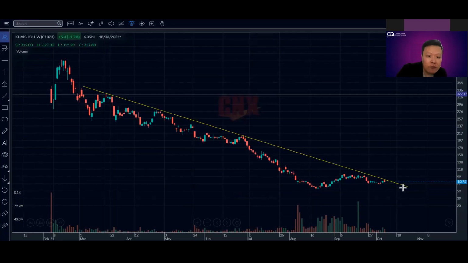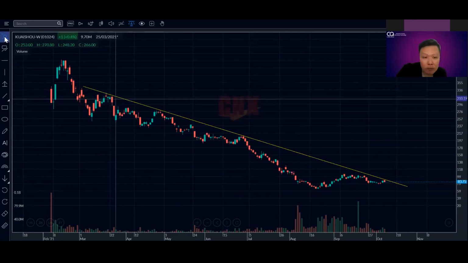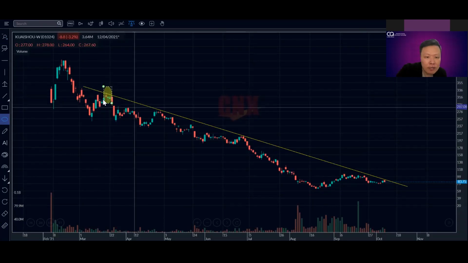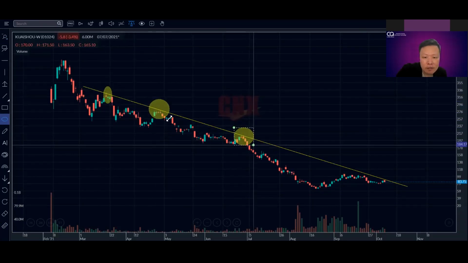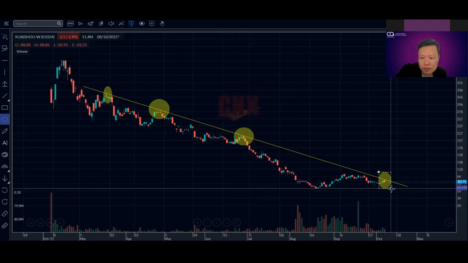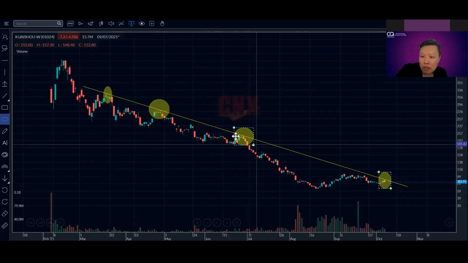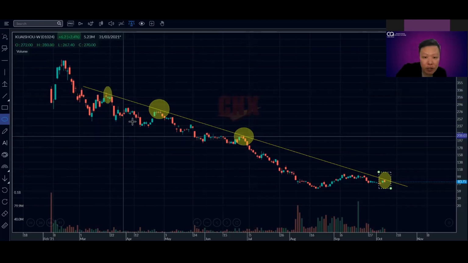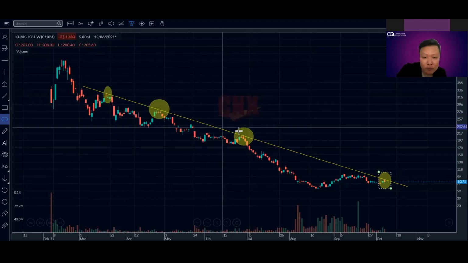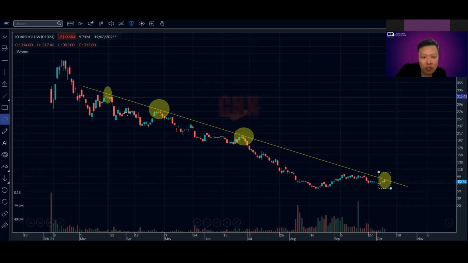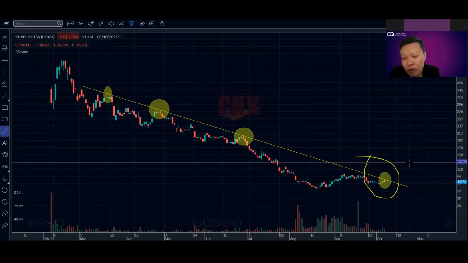If you can see, each time the price or candlestick touches the trend line, well, this is the one. Every time it touches the trend line, the price will pull back, go lower. Three times already. So what about this time? Okay, we do not know.